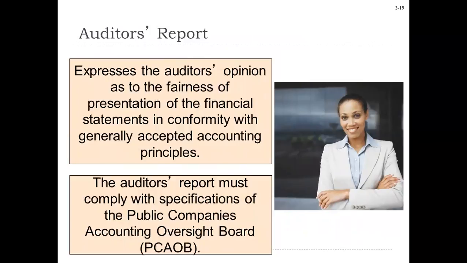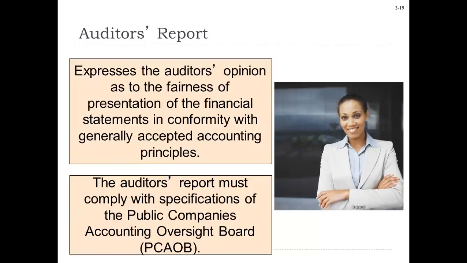An important part of the process of issuing financial statements is an auditor's report. As you'll learn in auditing class, an auditor basically is an independent party that expresses an opinion about whether or not the financial statements are prepared in conformance with GAAP and if the financial statements are presented fairly. In other words, the financial statements are not all messed up.